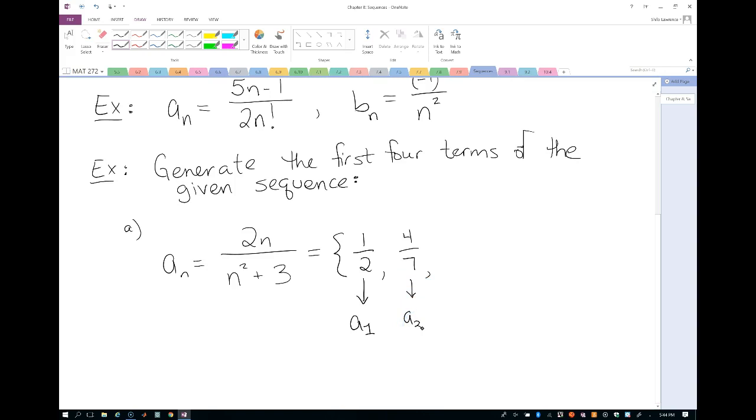If we plug in 3, we'll get 6 in the top. And then in the denominator, 3 squared is 9 plus 3 more is 12. So we get 6 over 12, so we get a half again. And then we were just asked for the first 4 terms, so we're just going to do one more. 2 times 4 is 8. 4 squared is 16, plus 3 more is 19. So this sequence would continue on forever, all the way to infinity, but those would be our first 4 terms.